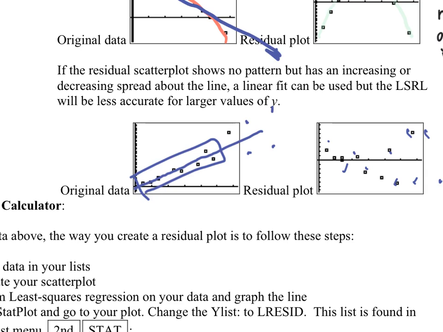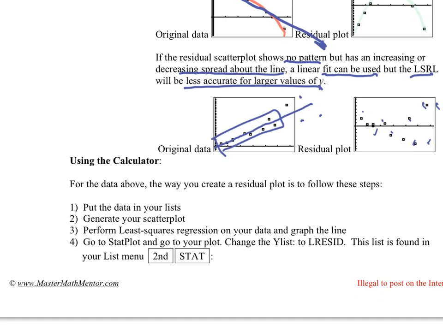If the residual plot shows no pattern, but has an increasing or decreasing spread about the line on both sides, a linear fit can be used. But the LSRL, the least square regression line, will be less accurate for larger values of y. So I don't think there's anything else you can do with that.